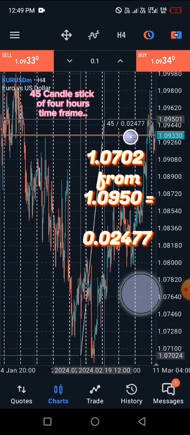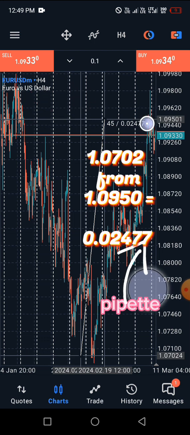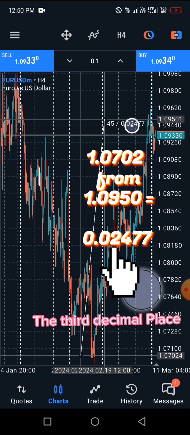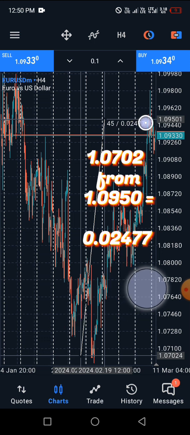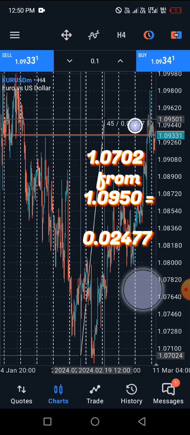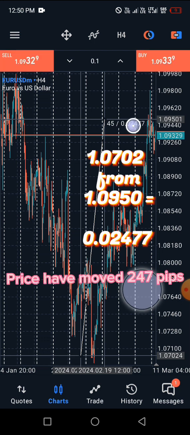So now let's see how many pips it has given us. Remember that the last number here is a pipette. It's actually negligible. So this is the first decimal place, the second decimal place, and the third decimal place. The third decimal place is stating that price has moved 247 pips. We're not going to calculate the pipette. So from the first decimal, which is the 7, the second decimal, which is the 4, the third decimal, which is the 2, it's stated that we have moved 247 pips.